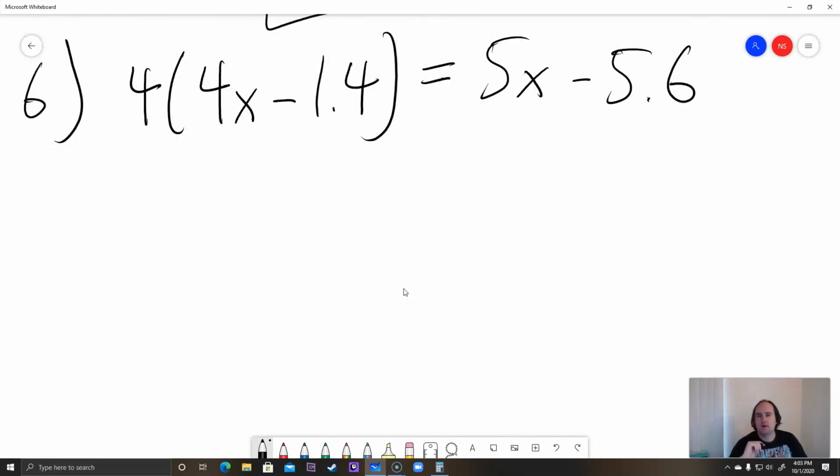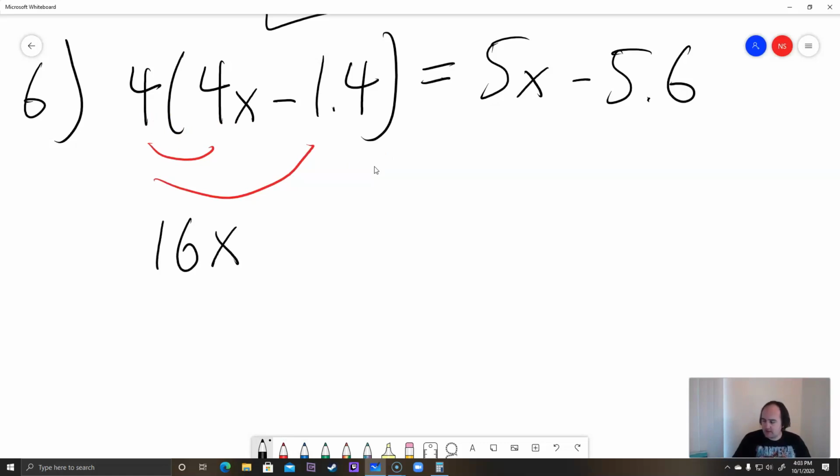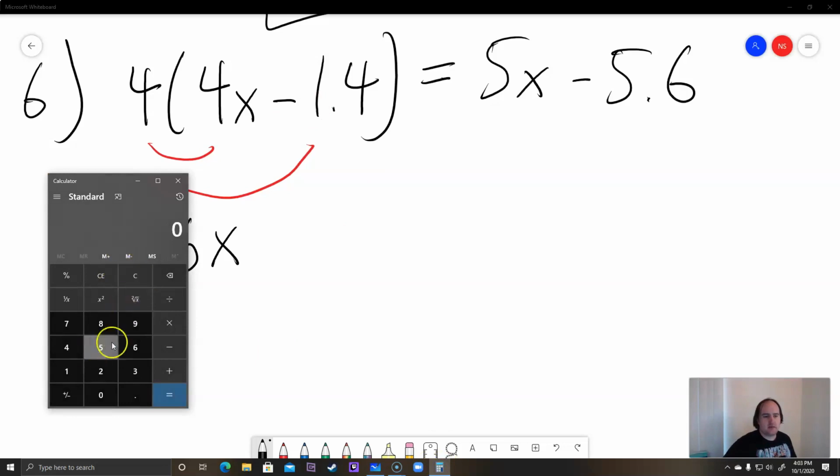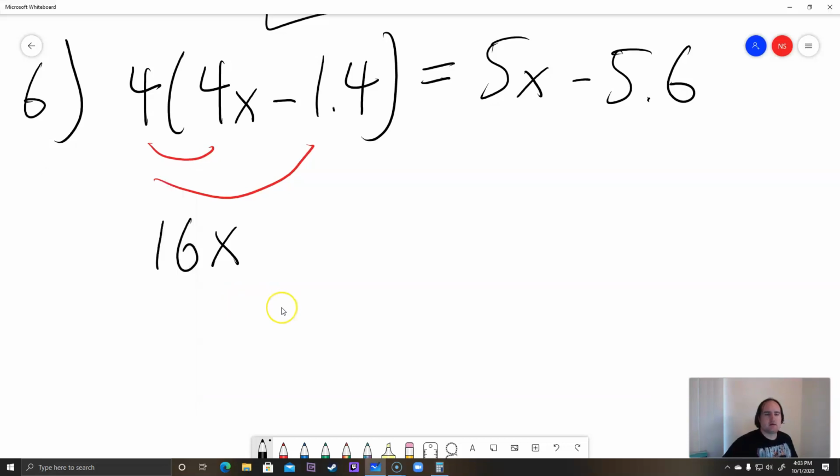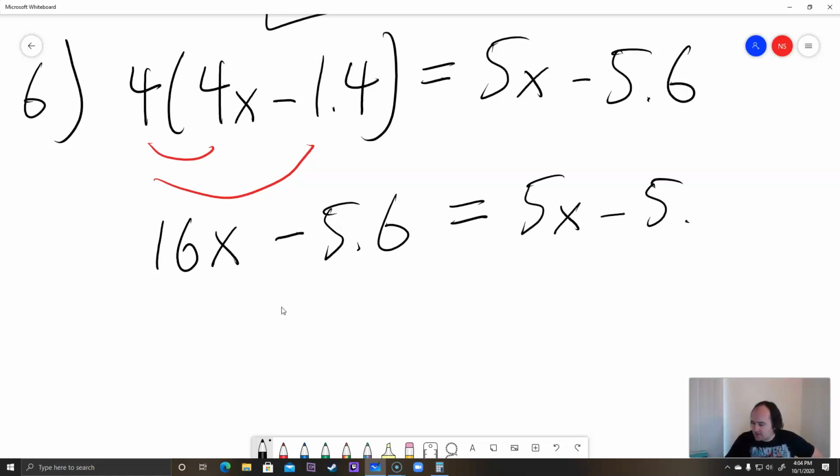So like here, our first step is going to be to distribute the 4. So we're going to start by distributing the 4 on the left side. So we have 4 times 4x is 16x, and then we have 4 times negative 1.4. What's 4 times negative 1.4? Calculator's the best. So 4 times 1.4 gives you 5.6. But there's a minus there, so it's going to be minus 5.6. So we have 16x minus 5.6 equals 5x minus 5.6.